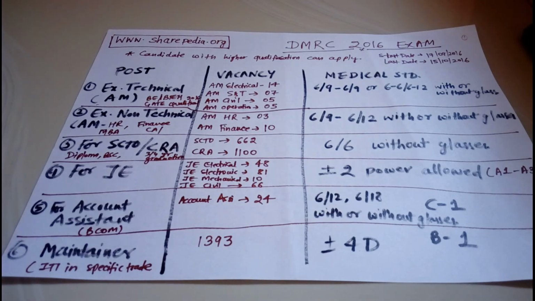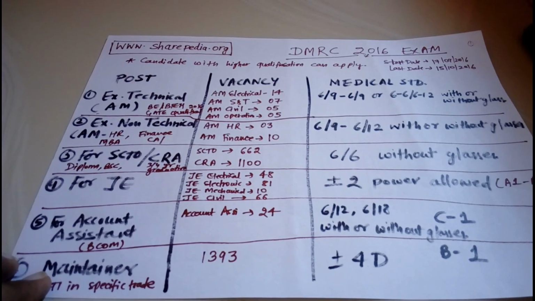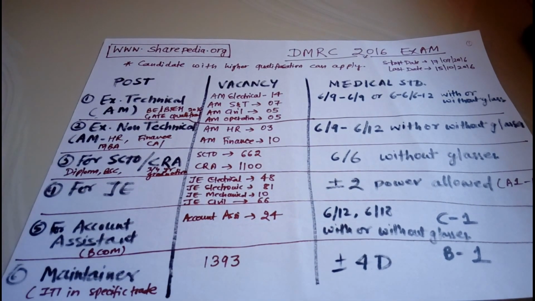Now see what the various posts are which have been advertised. First is executive technical. It is basically an assistant manager post, and it includes assistant manager electrical, assistant manager signal and telecom, assistant manager civil, and assistant manager operation. You can see there is a vacancy of 14 for electrical, signal and telecom. There are 7 for civil, 5 for operation. It is also 5. For executive technical, you must be GATE qualified, and for that you must be 2016 GATE qualified, and you must have a degree in BE or BTech in any discipline.